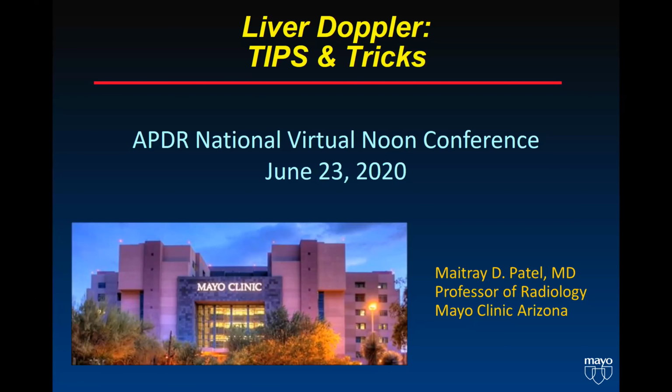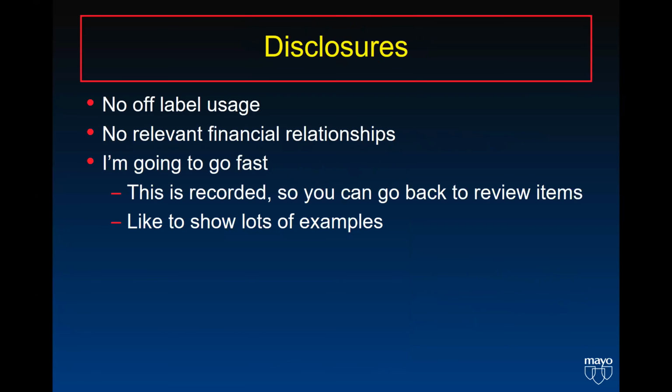All right, well, let's kick it off. We'll go through some liver Doppler and its tips and tricks, and tips is all capitalized because we're going to talk a little bit about transjugular intrahepatic portosystemic shunts. Have nothing to disclose other than the fact that I tend to speak fast, and I'm really going to go fast in this lecture because I want to show you lots of examples, and this is recorded, so you can go back to review items. That's the beauty of recording.